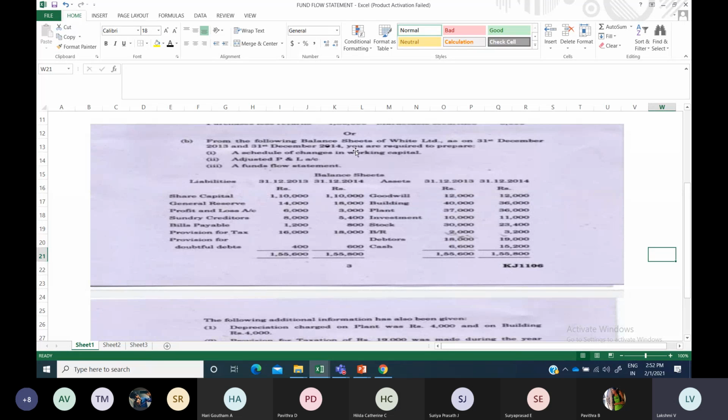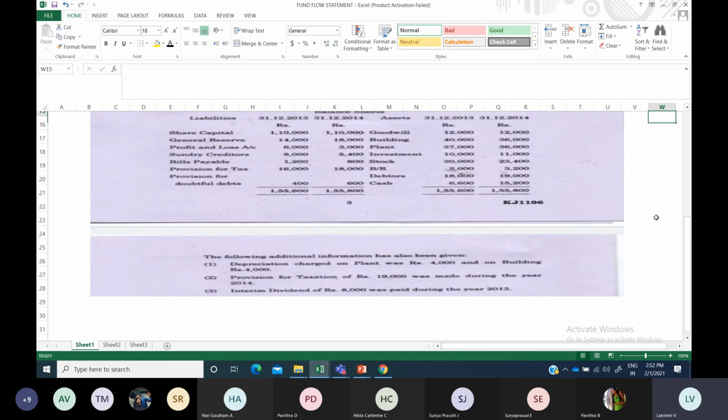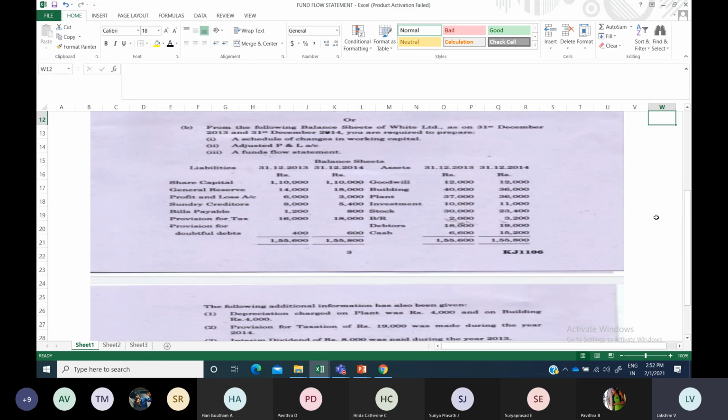They will not be giving each and everything sometimes. If they ask you to prepare a fund flow statement, it means we have to prepare all these three things. First will be a schedule or statement of changes in working capital. Second, adjusted P&L account, and third one is fund flow statement. They will be giving you the balance sheet and two years of data, the previous year and the current year.